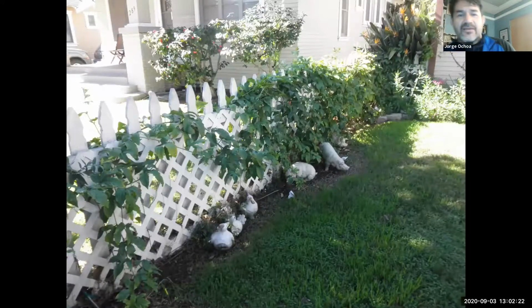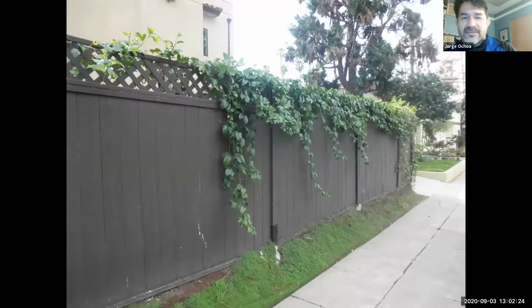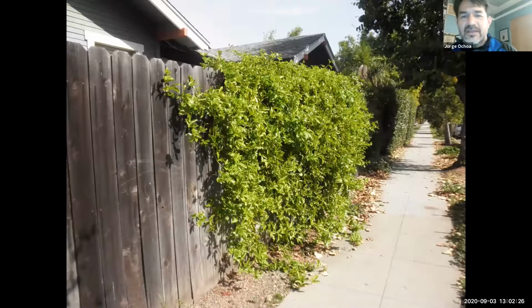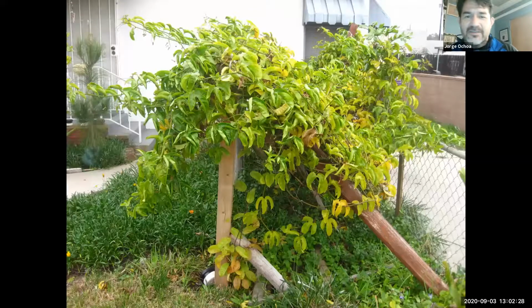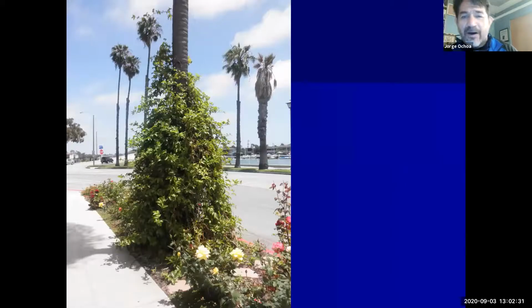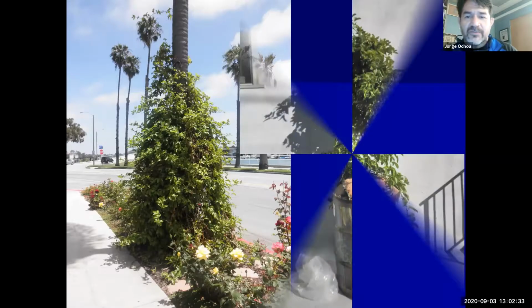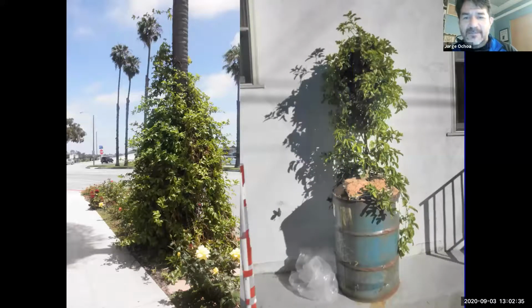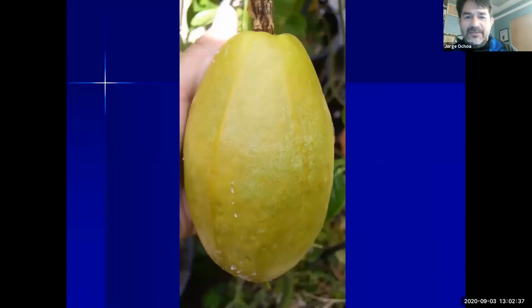This is how they are grown throughout the city of Long Beach, and they don't need any special structure. Any kind of building will do, a fence, even a palm with a couple of wires would be very good for passion fruit. Even a trash bin is good for passion fruit. So we have the fruit.